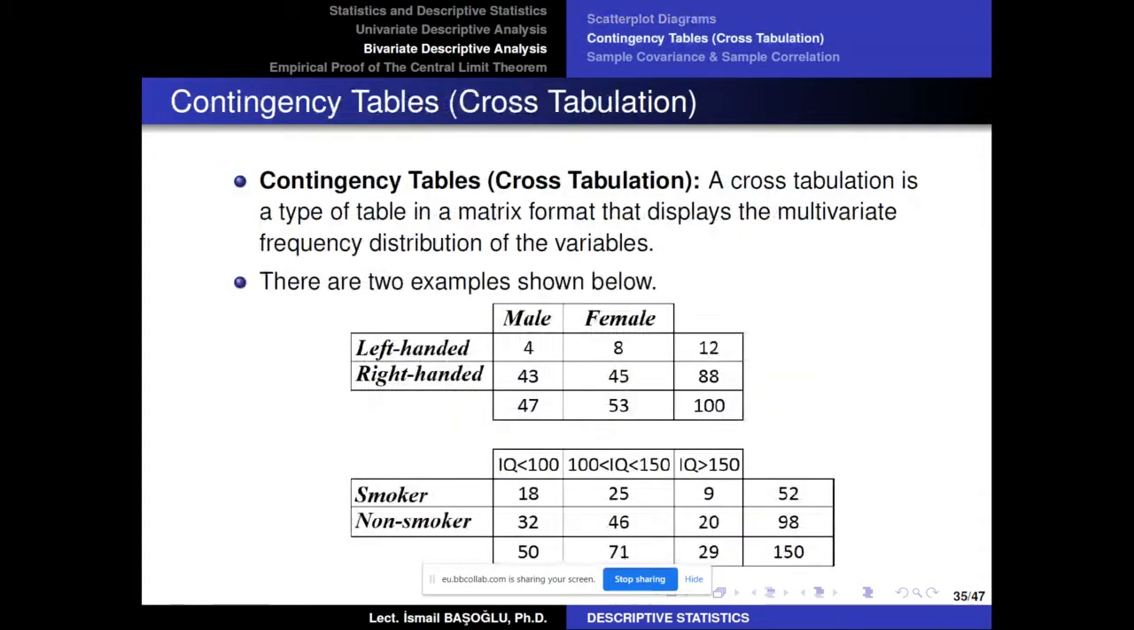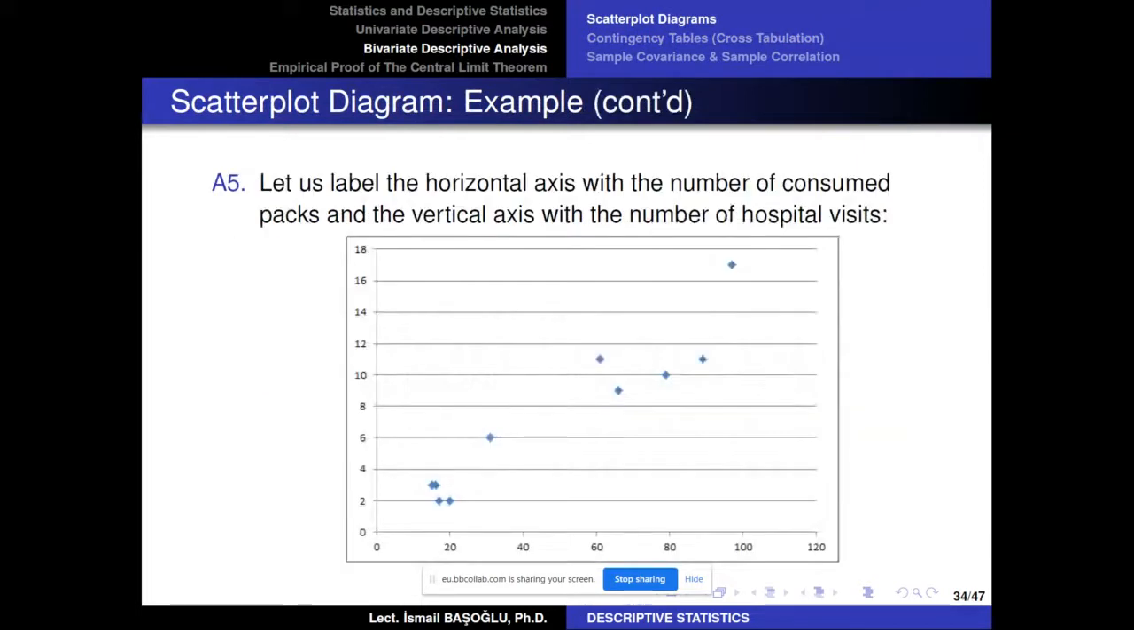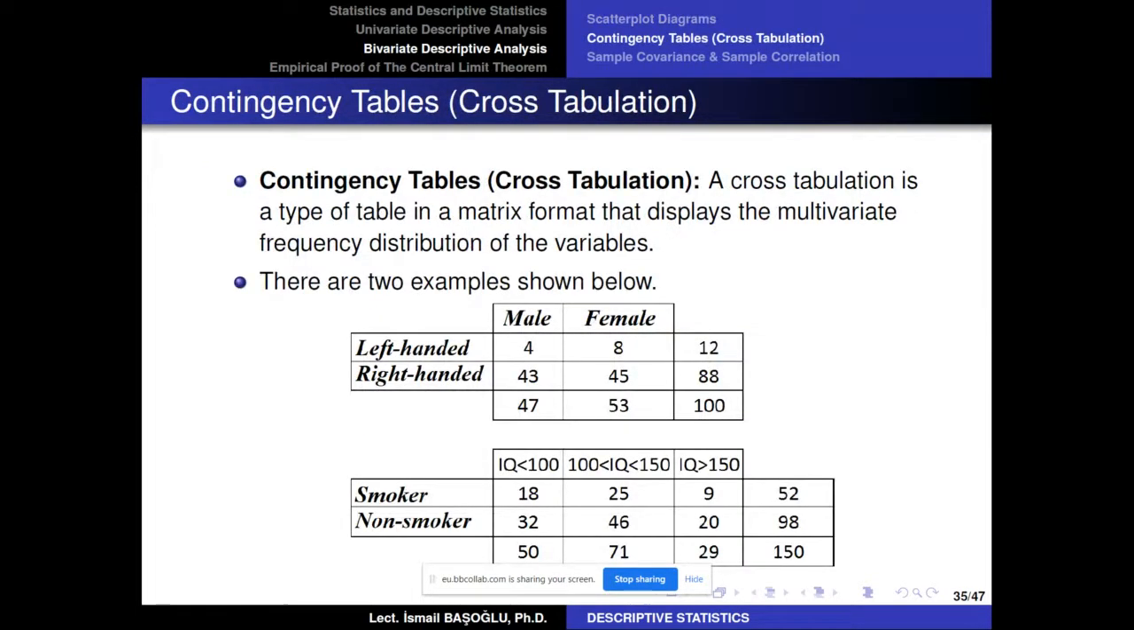All right, another way we can discover the dependence between variables is contingency tables, sometimes called cross tabulation. They are used mostly for discretized data, not for continuous data, because if we have continuous data, such as in the previous example, we can draw a scatter plot to discover the dependence structures between 2 variables. However, if we have discrete data, in that case we can use contingency tables.